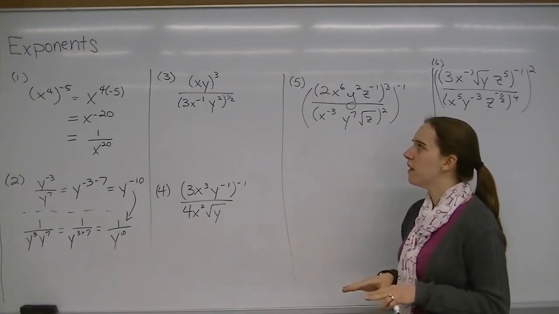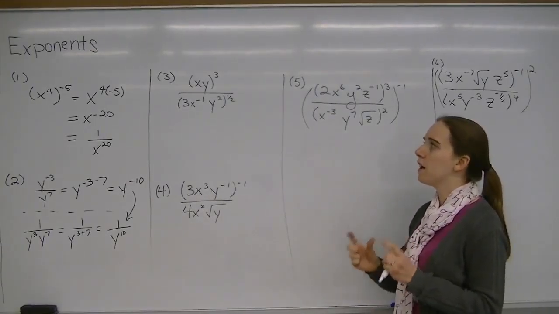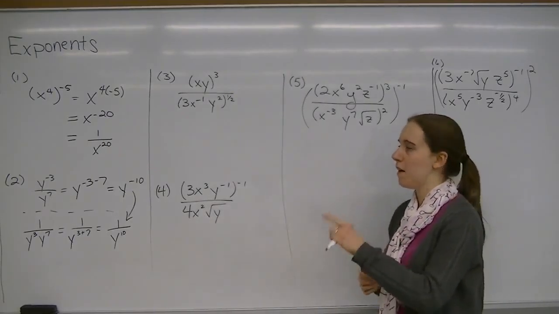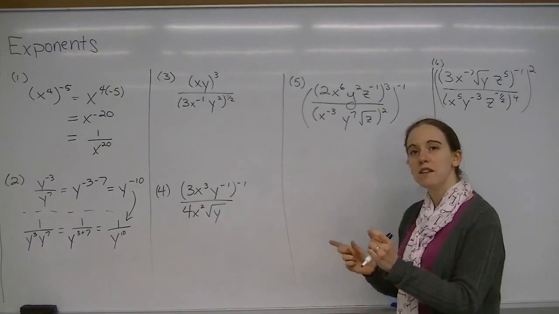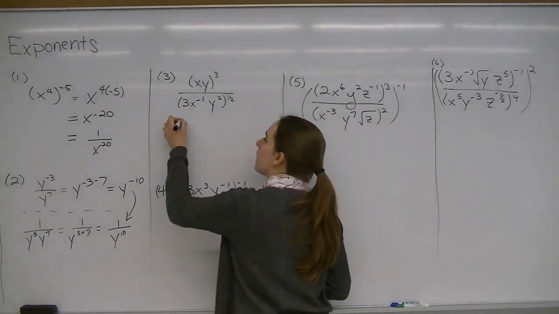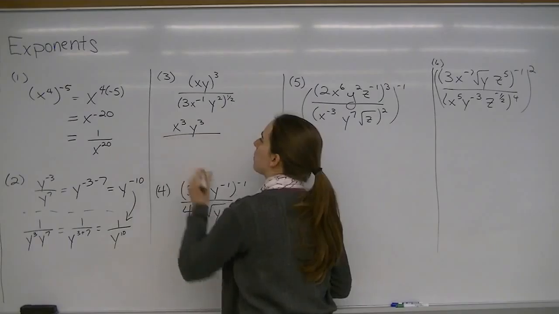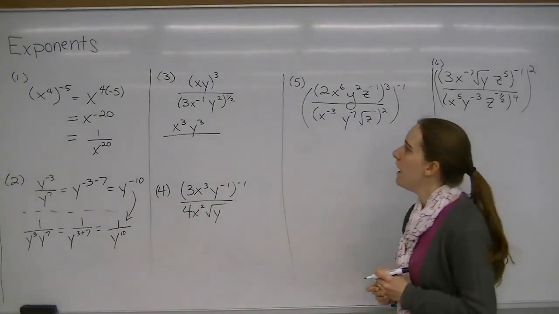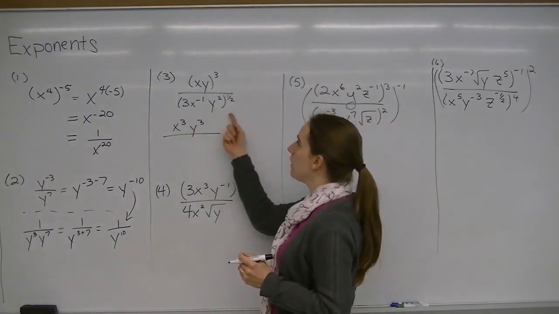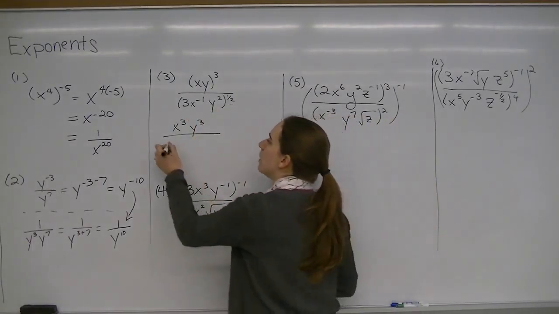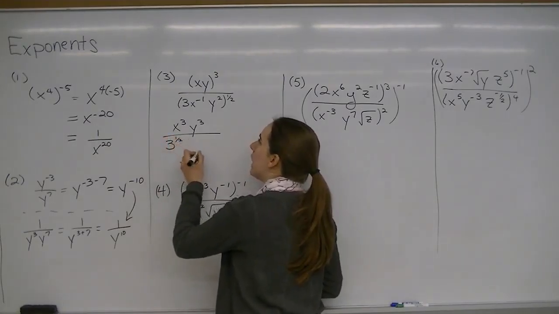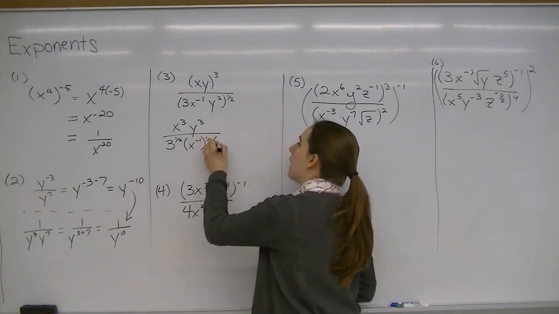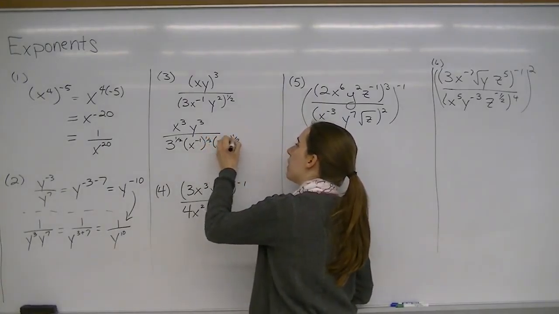Let's just deal with the numerator first. We have xy raised to the third power. That means I have x times y times x times y times x times y. But I can group those x's and those y's, so that's the same thing as taking x to the third times y to the third. Then on the bottom, I have all of these things raised to the 1/2 power. So that means I'm going to take 3 to the 1/2 power, x to the negative 1 to the 1/2 power, and y squared to the 1/2 power.